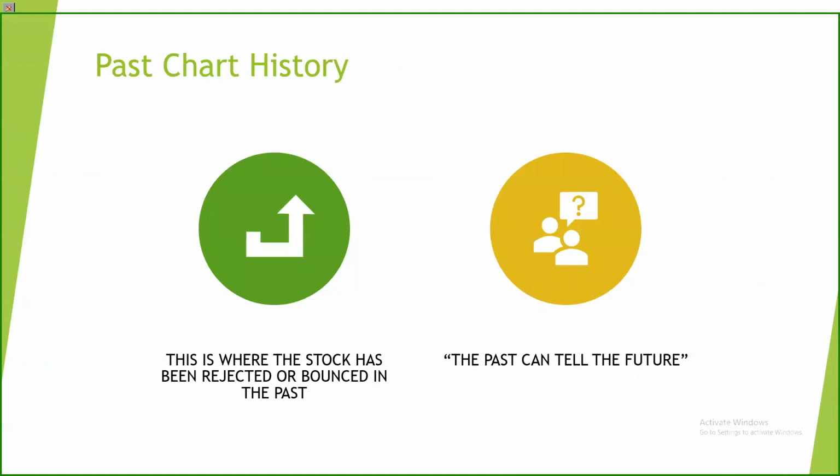So what's next, guys, is past chart history. This is where the stock has been rejected or bounced in the past. The past can tell the future. So if we're looking at a play, guys, and the stock has spiked a ton in the past, we can kind of predict that this stock may spike again.